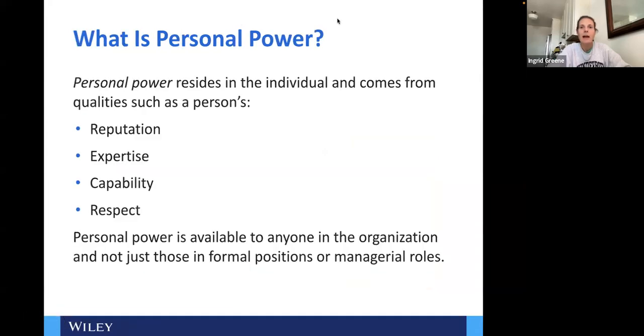What is personal power? So this is the one that I think is even the more interesting piece, or this is the one that I just feel has really helped me in my career. And I think that jobs in the future will rely so much on this because we're becoming more and more of our own boss, we're becoming more and more our own ally. And so here we talk about reputation, expertise, capability, and respect. It's available to anyone in the organization and not just those in formal positions, right?